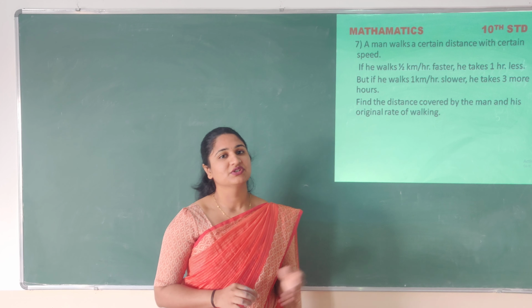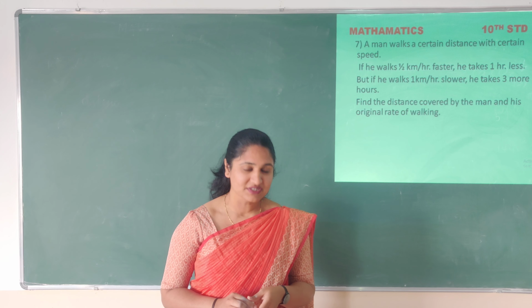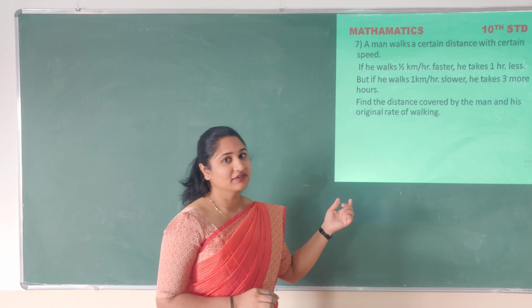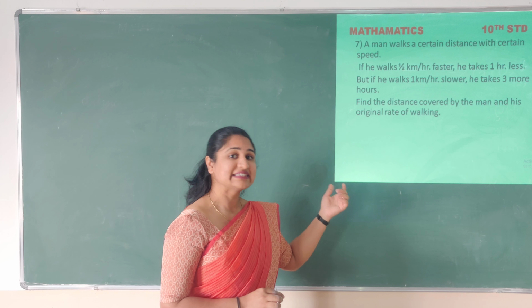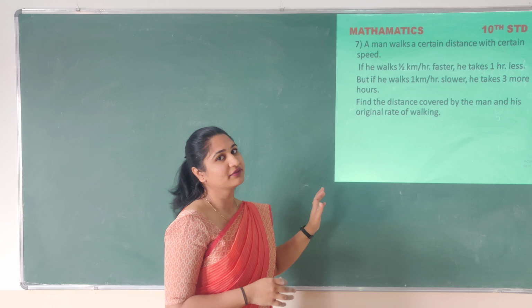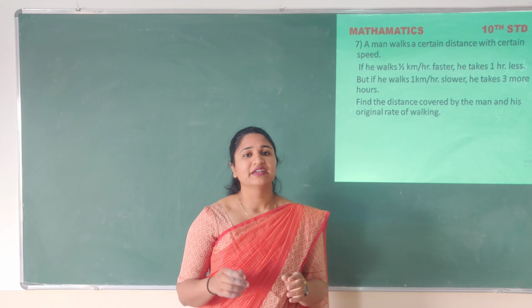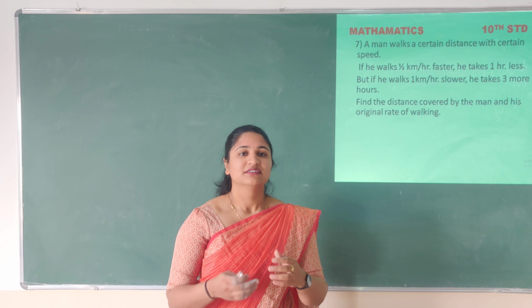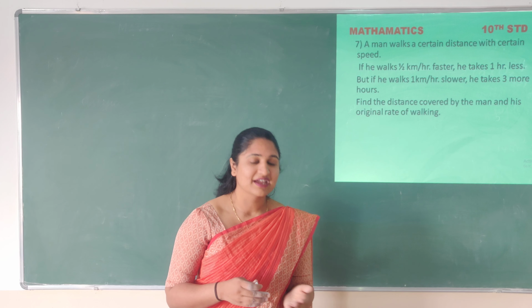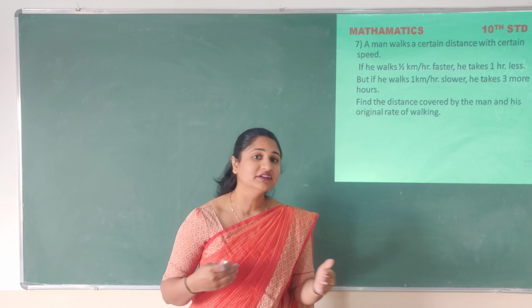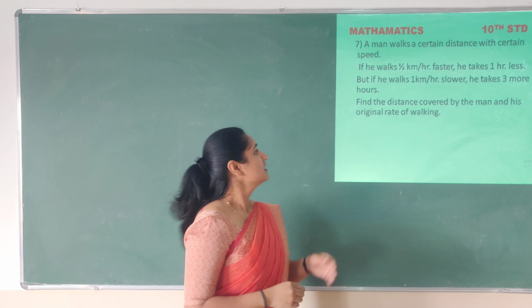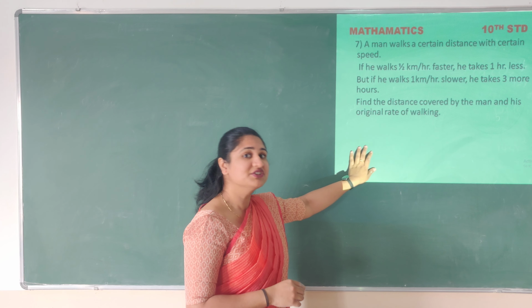So this question is from the chapter pair of linear equations. Here the equations are not given directly, they are given in the form of sentences which we have to decode and write in the form of equations. So it is very simple. Usually when you increase the speed, you reach the destination very fast, and if you decrease the speed, we take longer time to reach. That is the relationship mentioned in this.